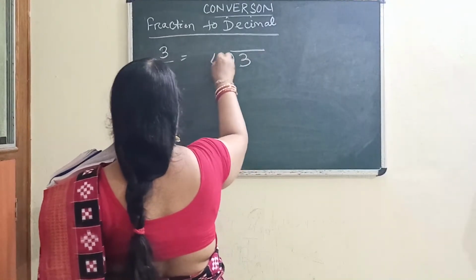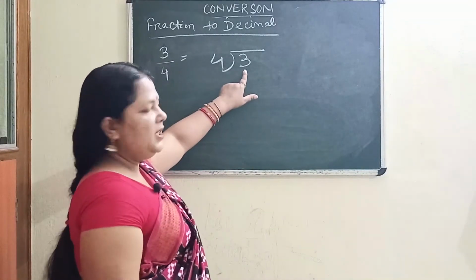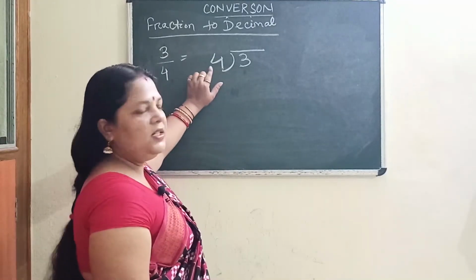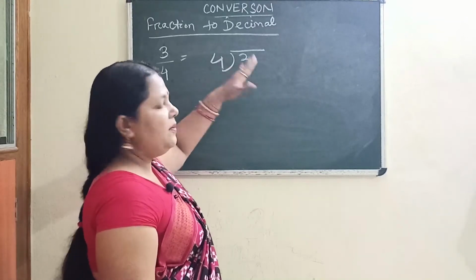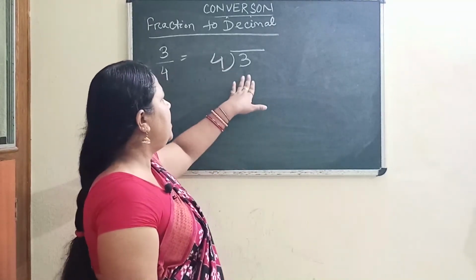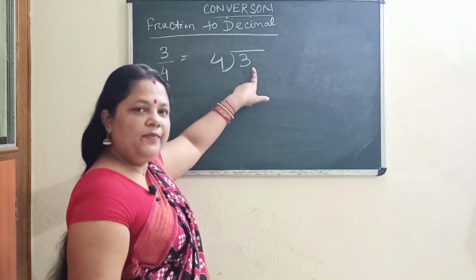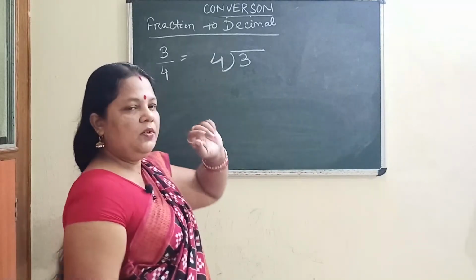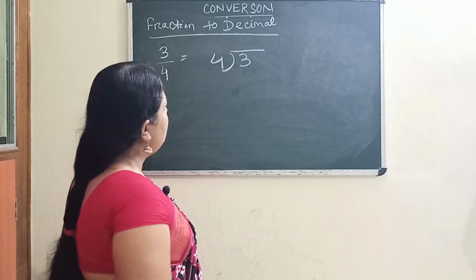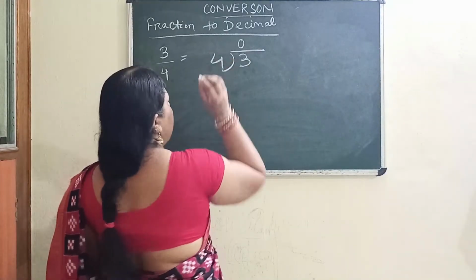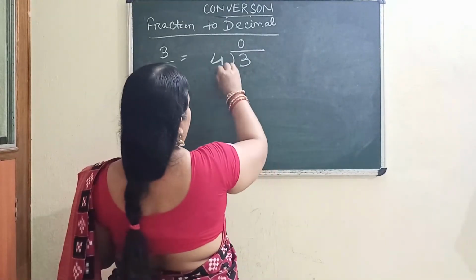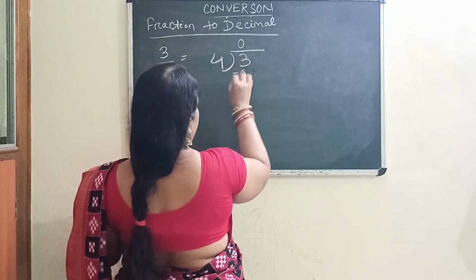3 divided by 4. Okay children, you can see here the dividend is your small number and divisor is your greater number. So always we used to divide a greater number by a smaller number. But here the dividend is your smaller number and divisor is your greater number. So in this case what you will do? First you will put one shortest 0. Clear? 4 zeros are 0, minus.